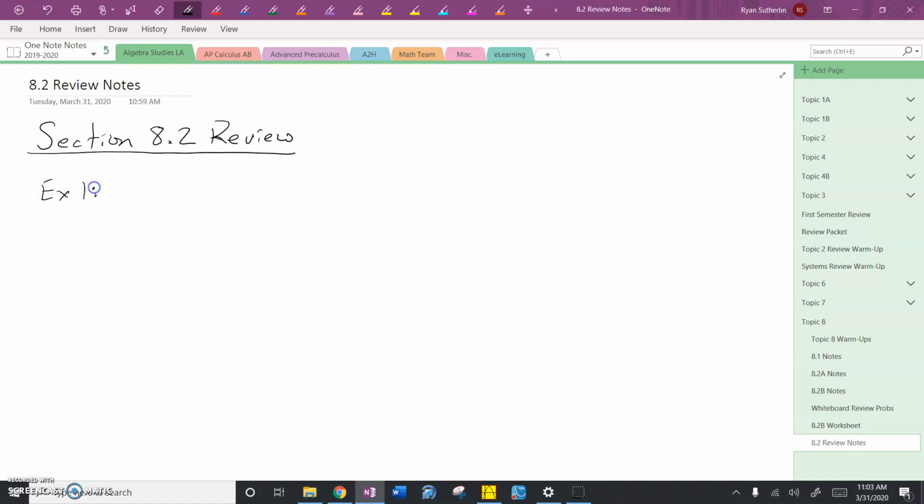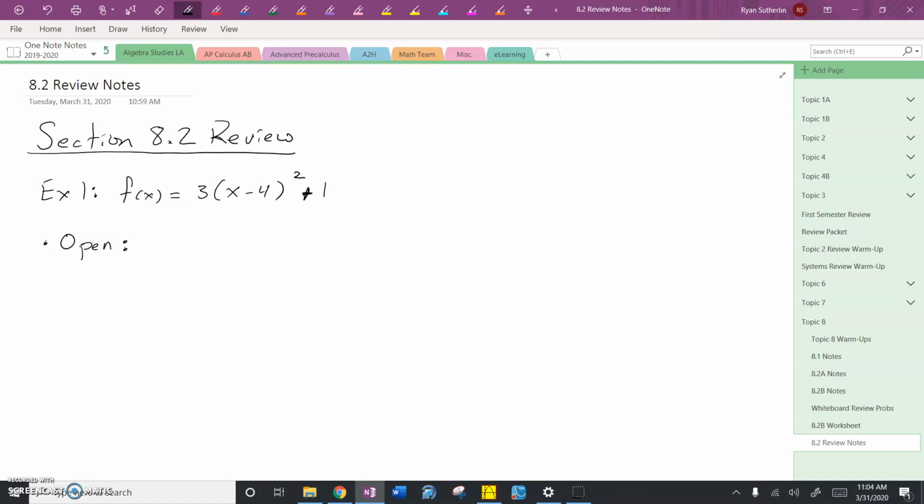So for example 1, you are given the function f of x is equal to 3 times x minus 4 squared plus 1. Now, from this equation, we are able to identify different characteristics for the graph of our quadratic, which remember we call a parabola. First thing we should be able to do is to determine which way does our graph open.